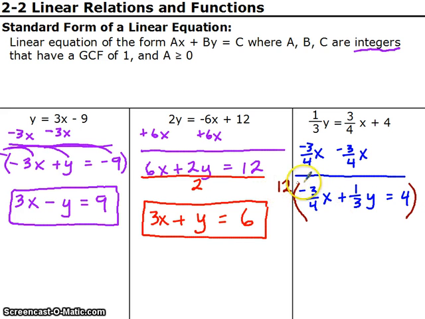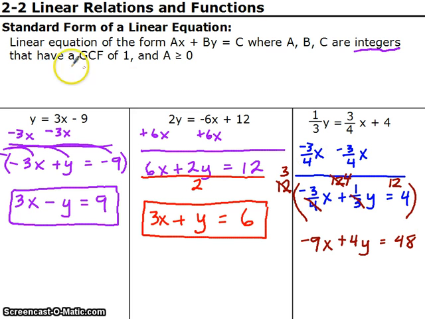If I multiply through by 12 on all three terms, that's going to cancel out both denominators and leave me with all integers. Remember how we talked about this. 12, and I'm going to divide by 4 first. So the 4 is going to cancel. 12 divided by 4 is 3. 3 times negative 3 is negative 9x. This one, 12 divided by 3 is 4. 4 times 1 is 4y. And then no denominator on this one, so I just need to multiply these together. 12 times 4 is 48.